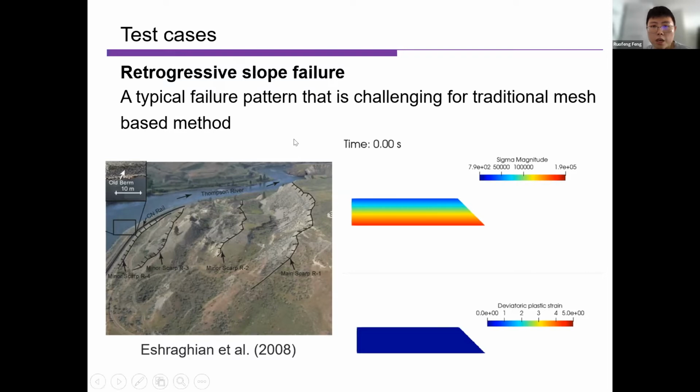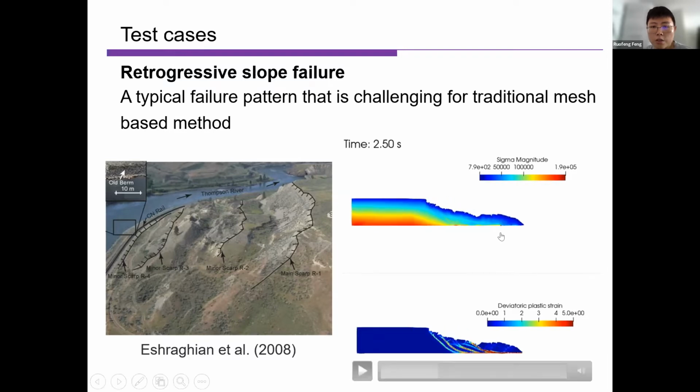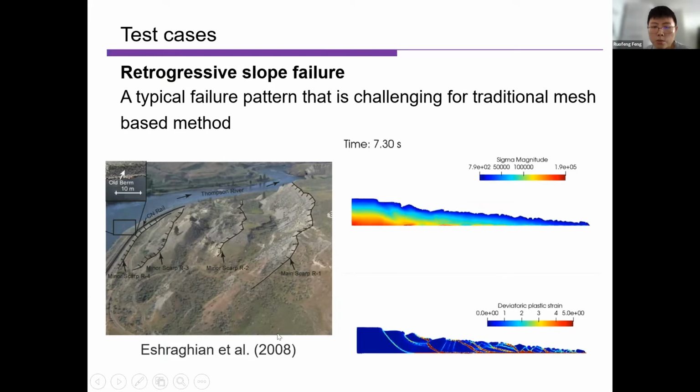So here we have our results. You can see that initially the failure occurs at the slope toe and then propagates into the inner slope. So we capture these multiple failures, and also we have the smooth stress profile due to the use of diffusion.